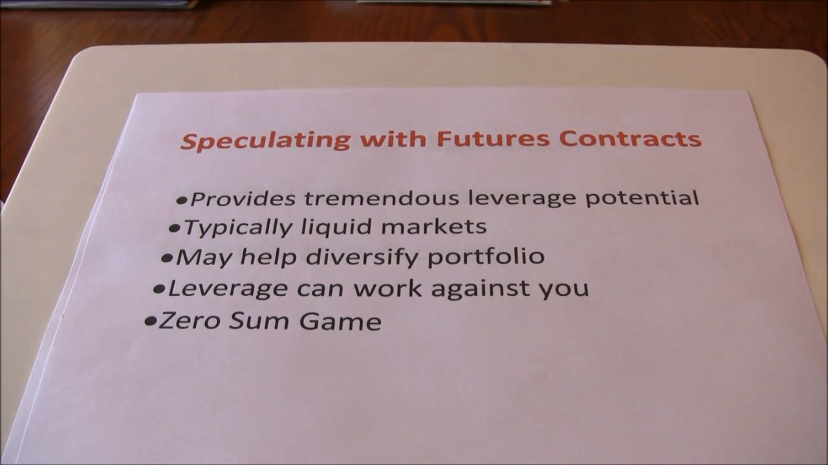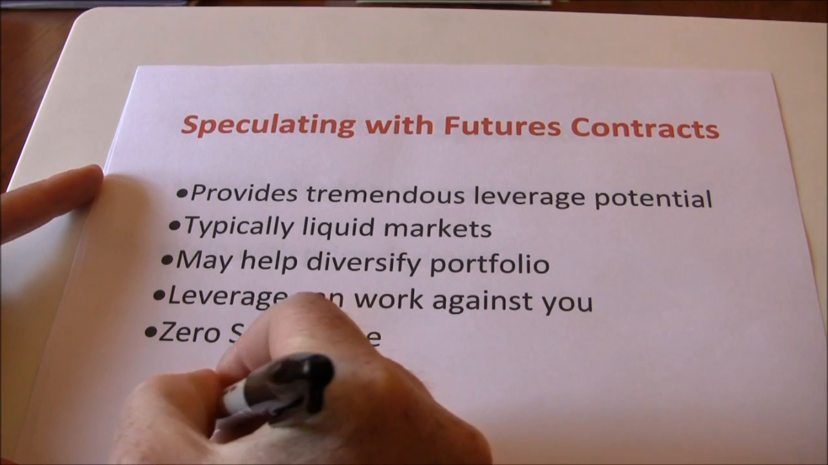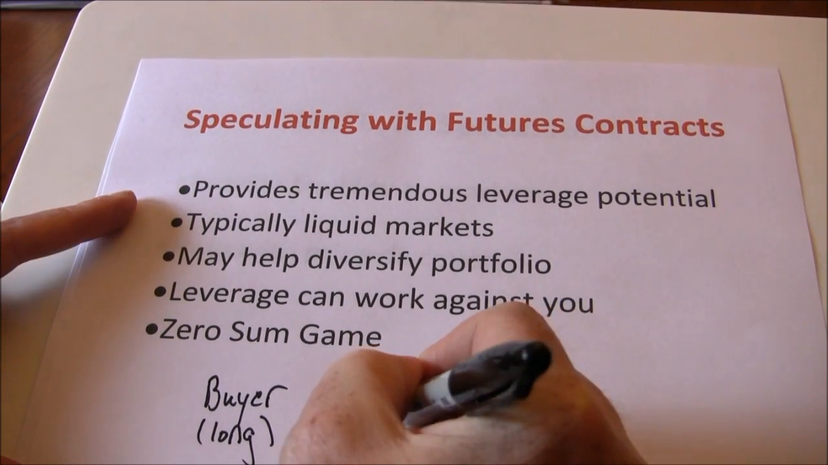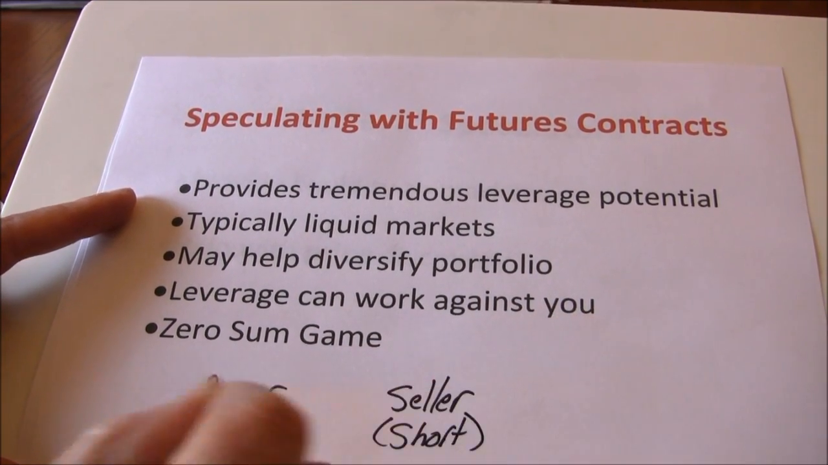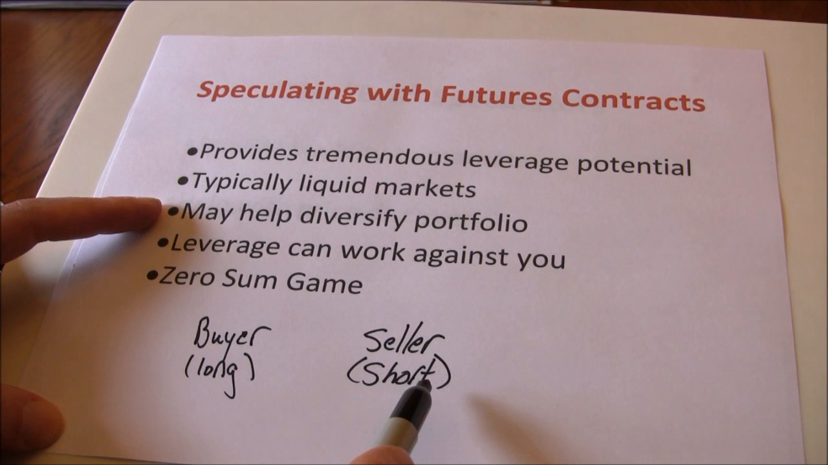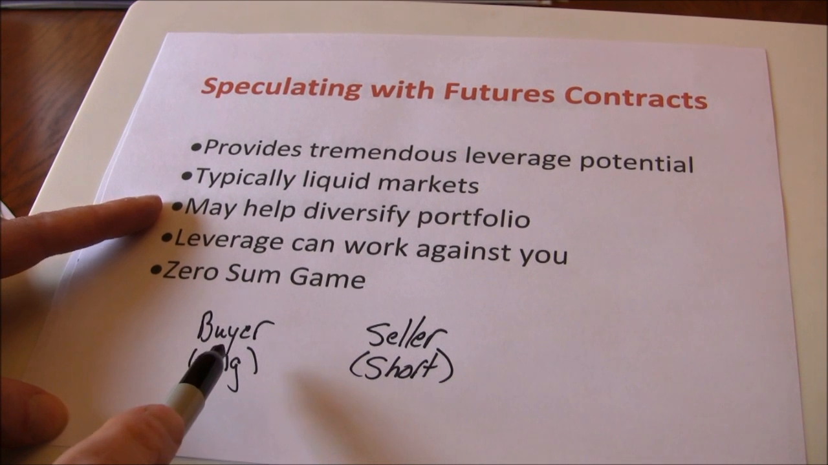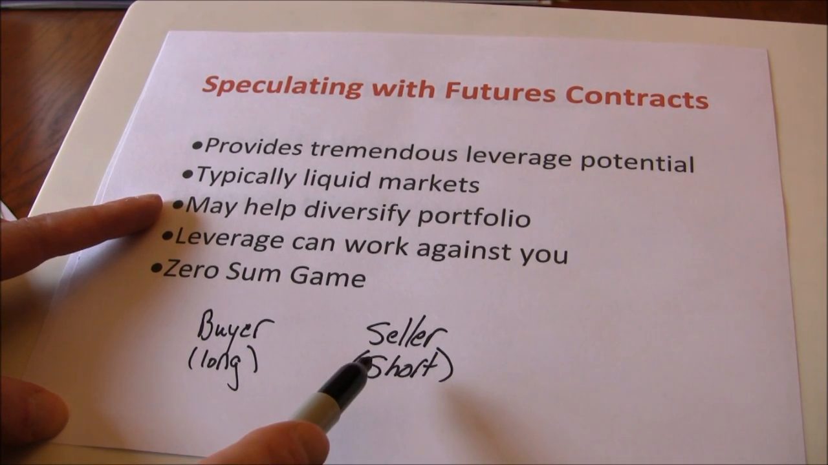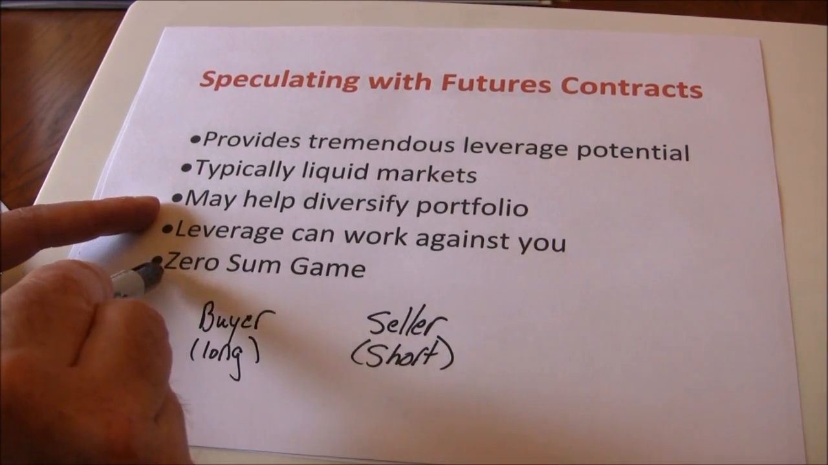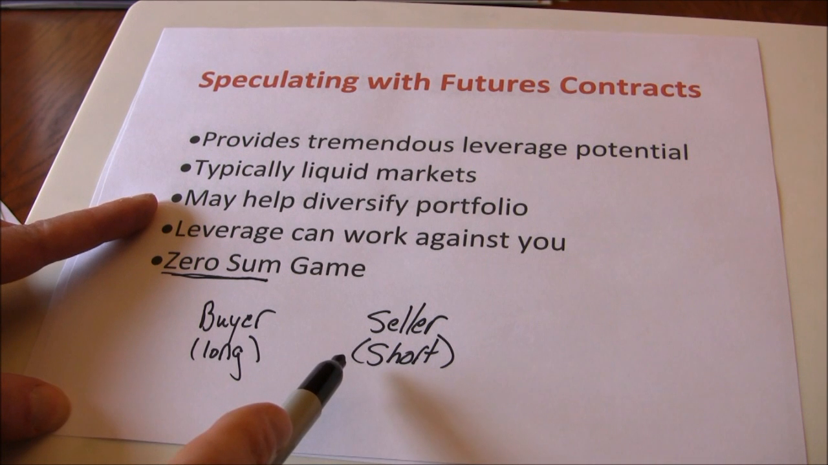What we mean by that is each futures contract has a buyer, the person that is long the contract, and a seller, the person that is short the contract. Whenever the buyer makes a profit, the seller is going to take a loss. Whenever the seller makes a profit, the buyer is going to take a loss. So really, if you think about a futures contract, for every position you take, there's somebody on the other side. For you to make a profit, they lose. If you lose, they make a profit. That's what we mean by a zero-sum game. You can't both win.